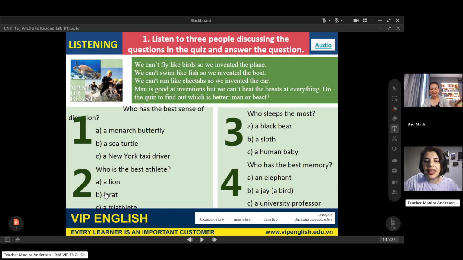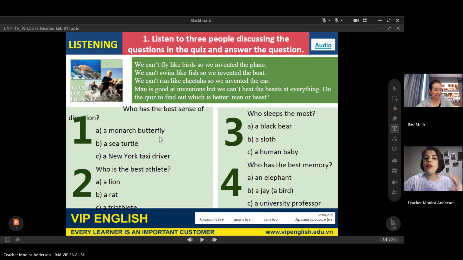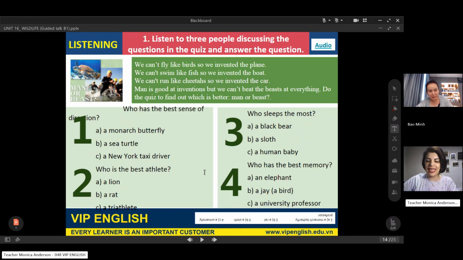And this last one: who has the best memory? Luckily, that is humans. Of course, a university professor. And a jay is a kind of bird, something like gray and black. I'll send you two photos of these two animals so that you can see them. I'm just trying to send them to you.